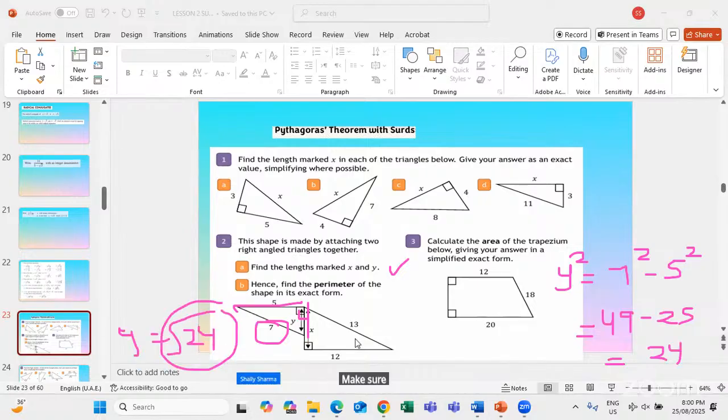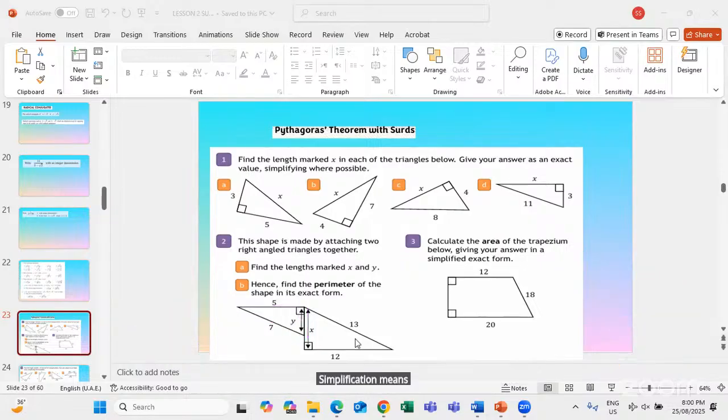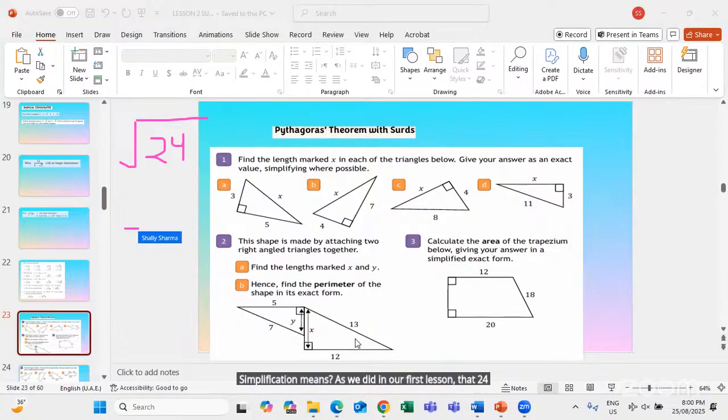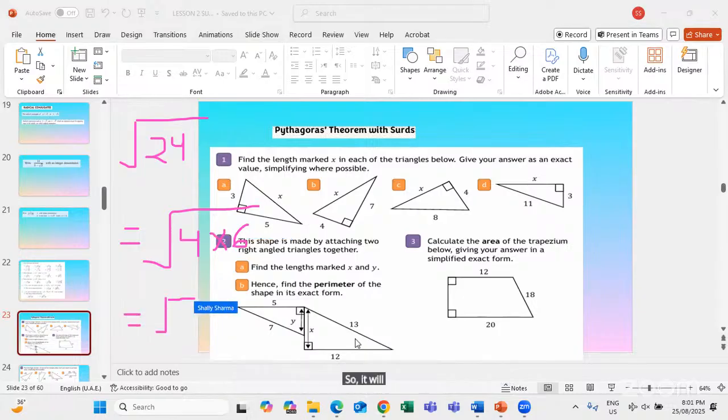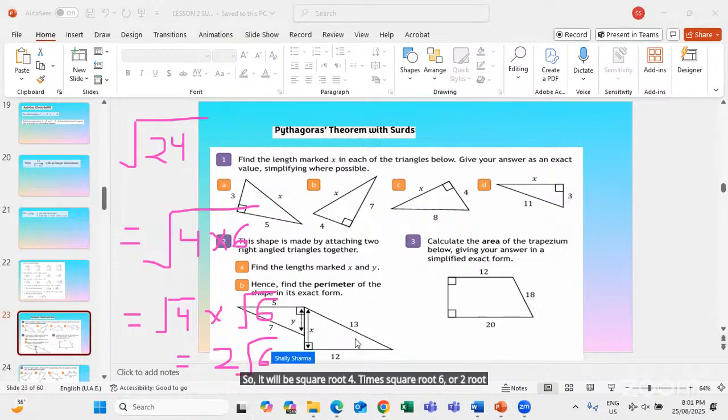Make sure you simplify square root 24. Don't give your answer as square root 24. Simplification means, as we did in our first lesson, that you have to write 24 as a multiple of the highest possible square number. So I can write it as 4 times 6. So it will be square root 4 times square root 6, so 2 root 6 units.